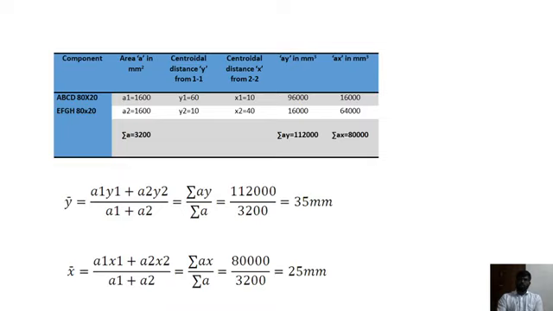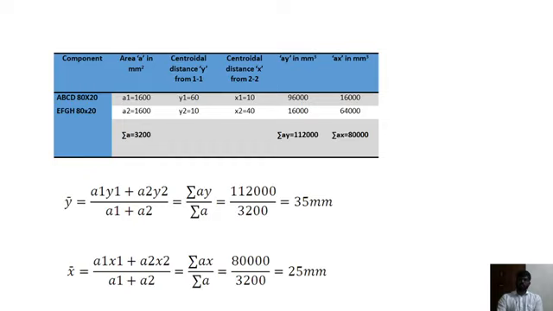Now A1 y1 is equal to 1600 into 60. Now A2 y2 is 1600 into 10, 16,000. Now A1 x1 is 1600 into 10, 16,000. Now A2 x2, 40 into 1600, is equal to 64,000. Now sigma A is equal to the summation of A1 plus A2, 3200. Now sigma AY is equal to 1,12,000. Sigma AX is equal to 80,000.